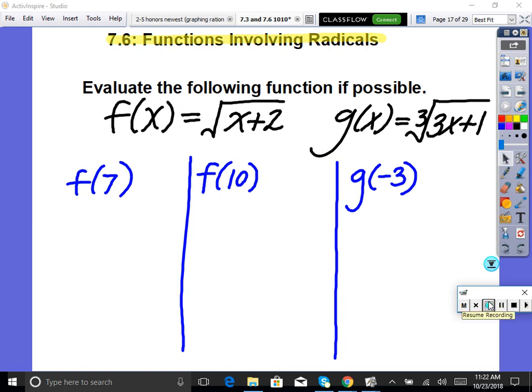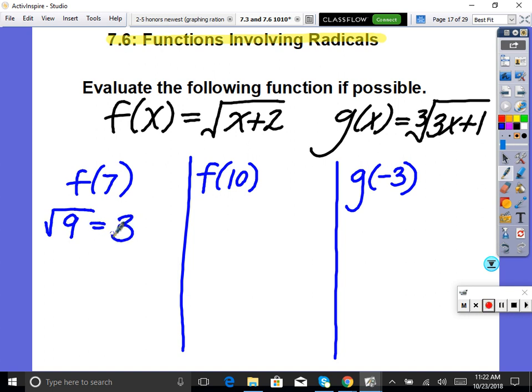with radicals in this unit. So if it says, evaluate the following function if possible. It says find f of 7, what would I do? Plug in 7 into f, so that would be the square root of 9, which is 3, right, everybody?